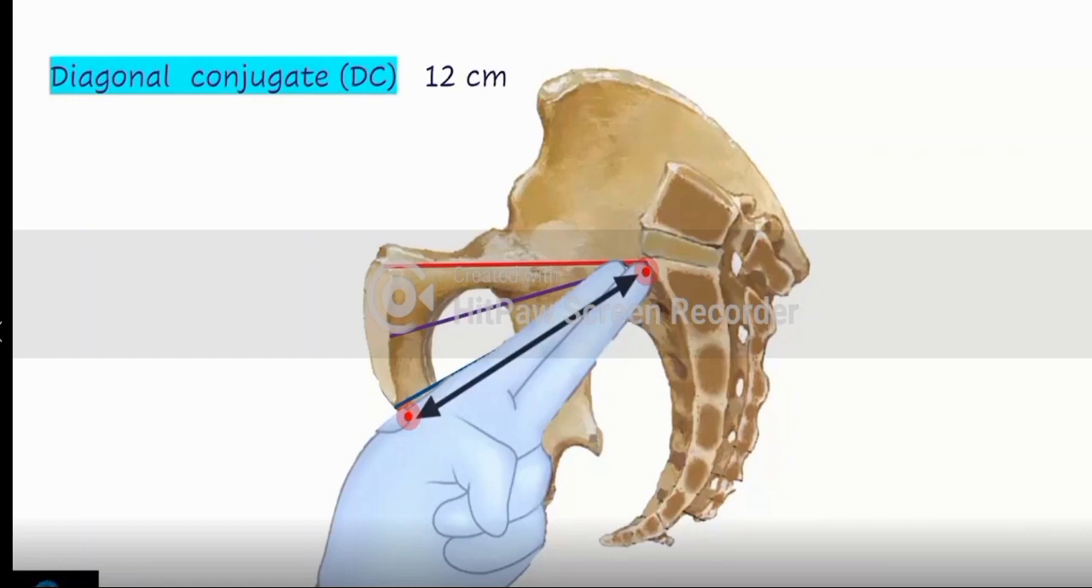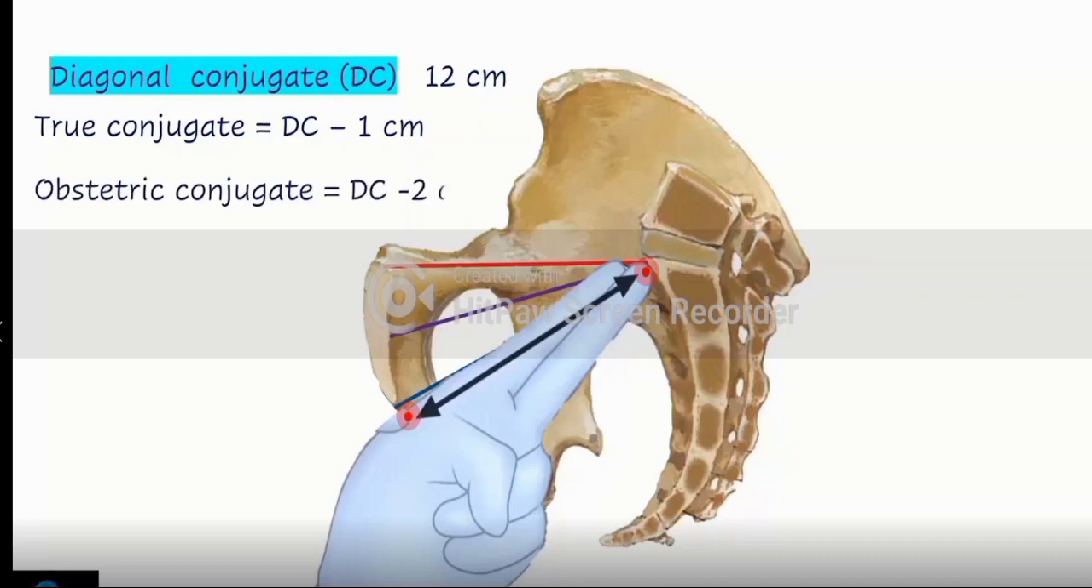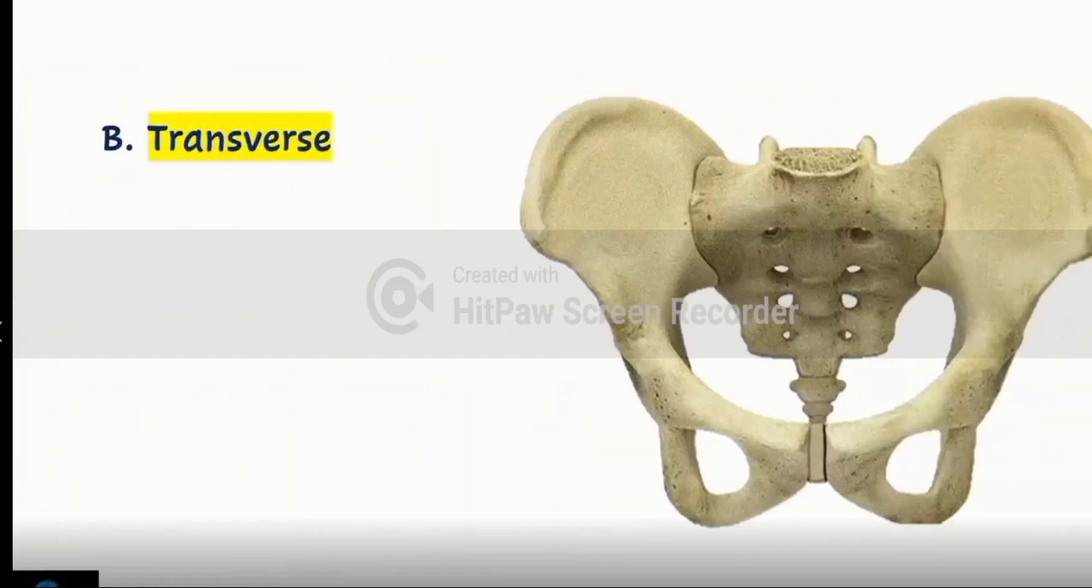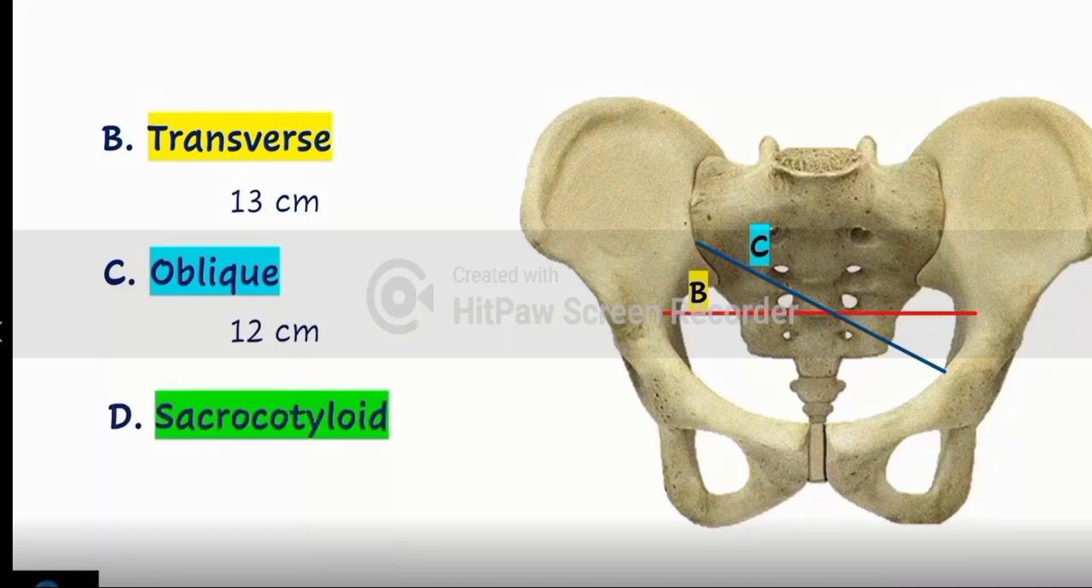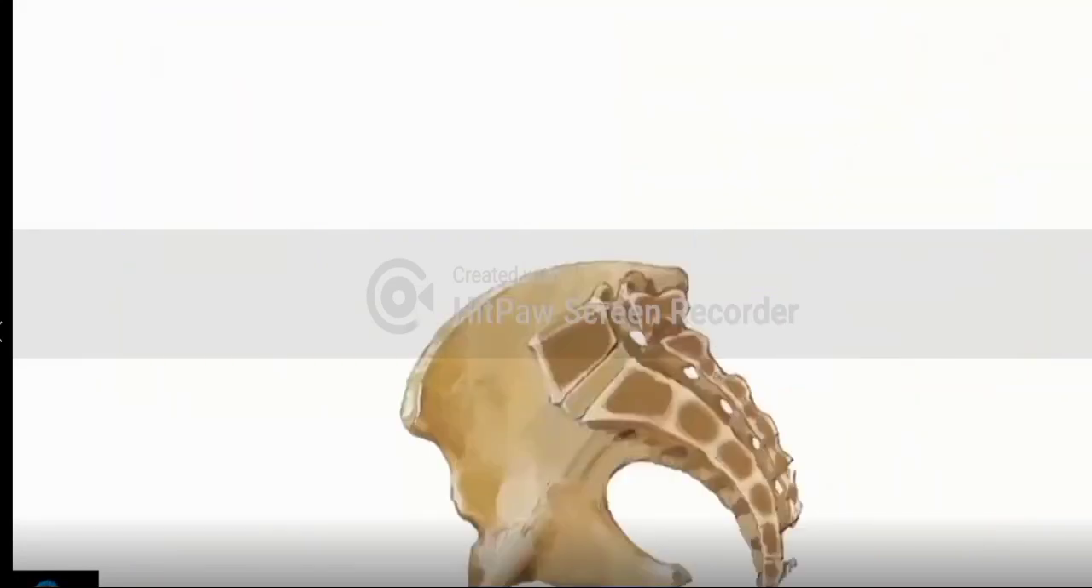Diagonal conjugate also can predict other diameters. I mean, the true conjugate is the diagonal minus 1 centimeter, while the obstetric conjugate is diagonal minus 2 centimeters. The transverse diameter of the pelvic inlet is the distance between the two farthest points over the iliopectineal line. It measures 13 centimeters. The oblique diameter extends from one sacroiliac joint to the opposite iliopubic eminence and measures 12 centimeters. The sacrocotyloid diameter is the distance between the midpoint of the sacral promontory to the iliopubic eminence.